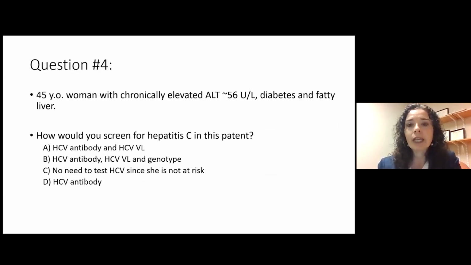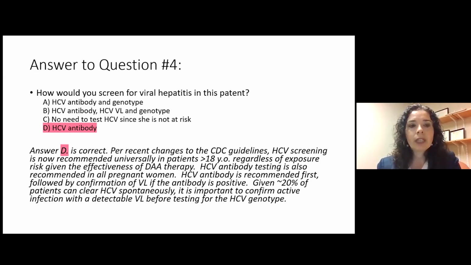A 45-year-old woman with chronically elevated ALT of about 56, diabetes and fatty liver comes to you. How would you screen this patient for hepatitis C? A, a hepatitis C antibody and a hepatitis C viral load. B, the hepatitis C antibody, the viral load, and the genotype. C, no need to test for hepatitis C since she's not at risk. Or D, use only the hepatitis C antibody. The answer is D, only the hepatitis C antibody to screen.